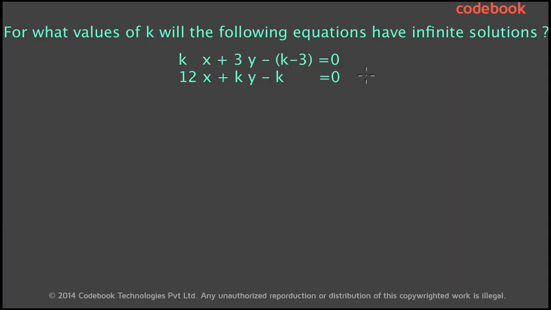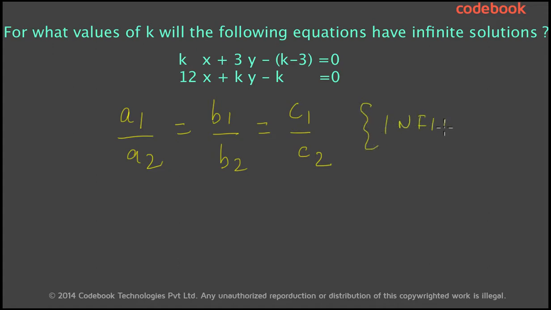The next problem that we'll solve using the cross multiplication method is this one. Here we are being asked for what values of k these two equations will have an infinite number of solutions. Basically, we know that we can find the relationships between coefficients and then determine if the two equations will have finite, infinite or no solution. So here we have two equations. Let's find the relationships between the coefficients. If you remember from the previous lessons, if a1 by a2 is equal to b1 by b2 is equal to c1 by c2, then in this case we have infinite solutions.